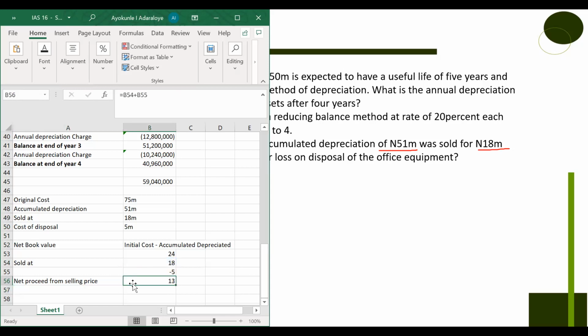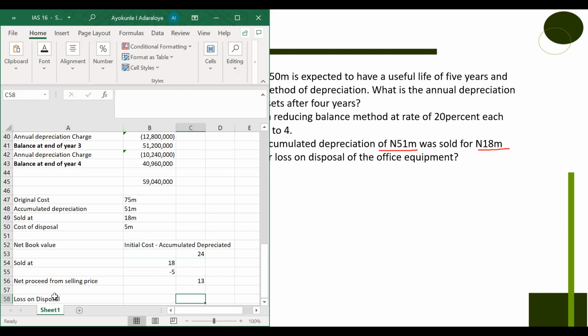How much did we get? 13 million. If our asset is worth 24 million, let me bring this to the side here. So I can, okay. If our asset is worth 24 million and we collected 13 million as income that came to us, did we make gain or did we make a loss? A loss. So loss on disposal will be what?